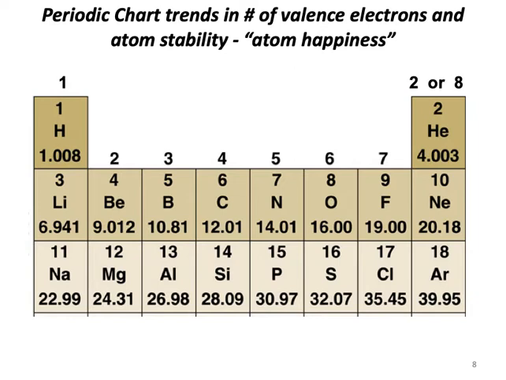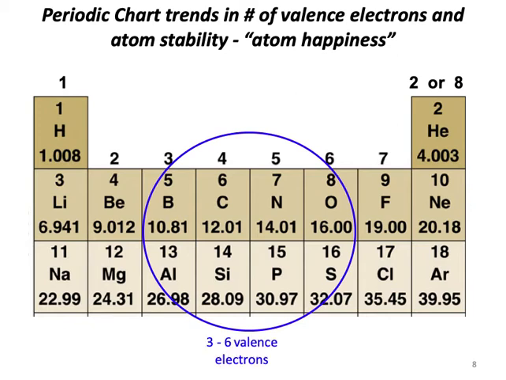So let's take a look at columns 3 through 6. All these atoms have 3 to 6 valence electrons, and they tend to make covalent bonds, which is what we were just talking about. They'll make covalent bonds in order to become stable. Well, how about this group over here? The last column on the right.